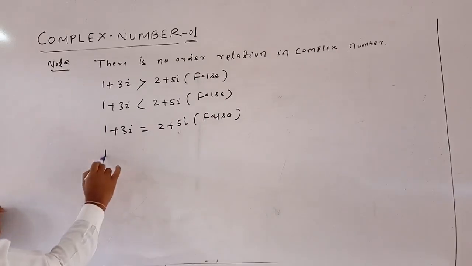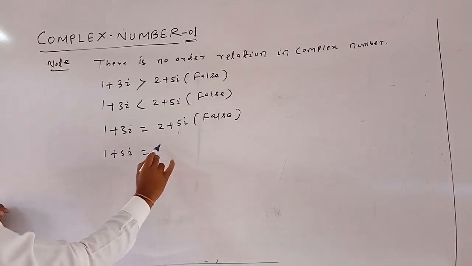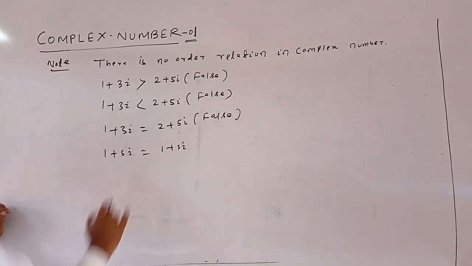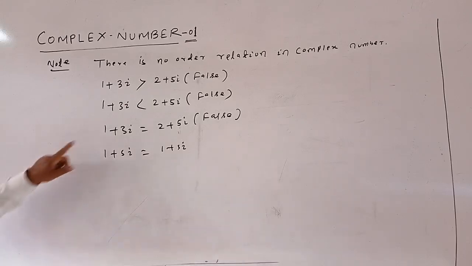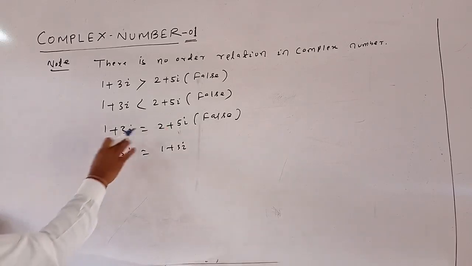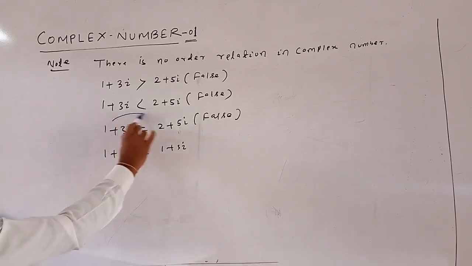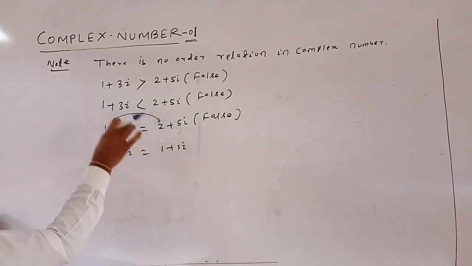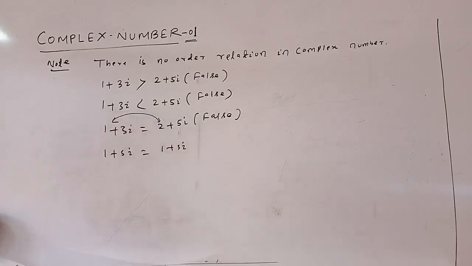But 1 plus 3i equal to 1 plus 3i is true. But 1 plus 3i equal to 2 plus 5i is false. Why is it false? Two complex numbers are said to be equal if they have the same real part and the same imaginary part.